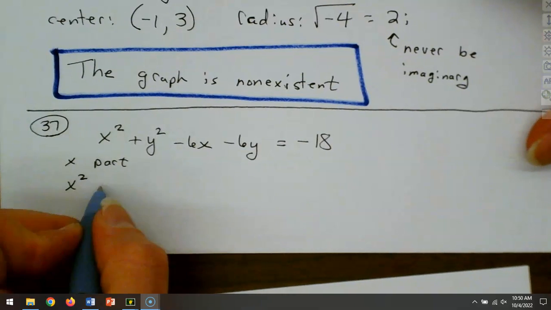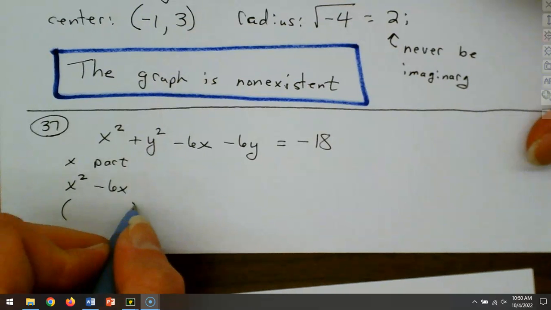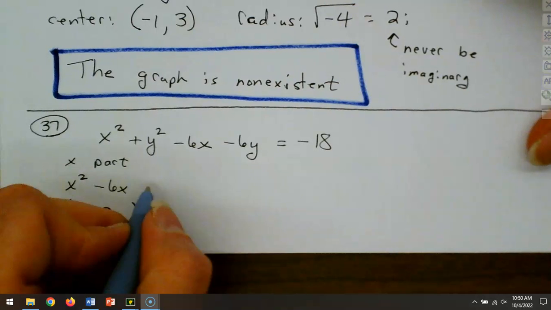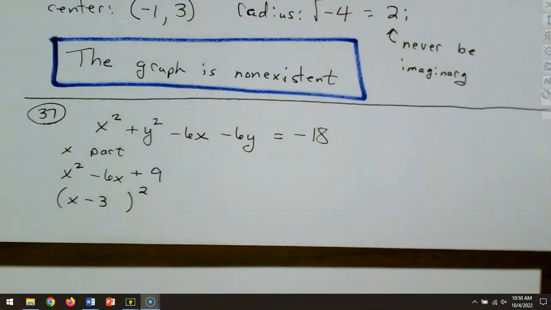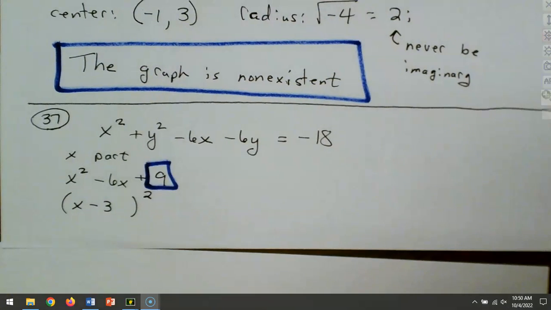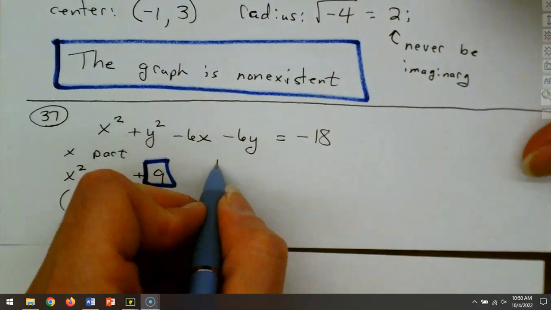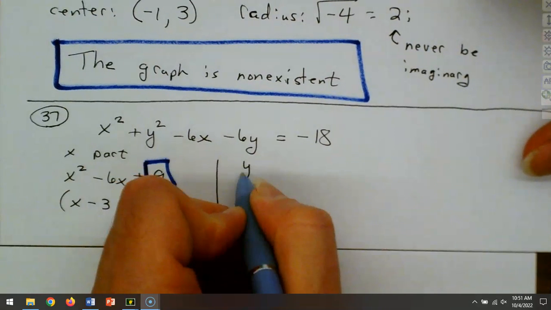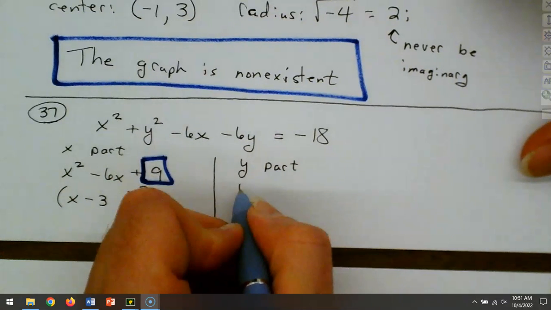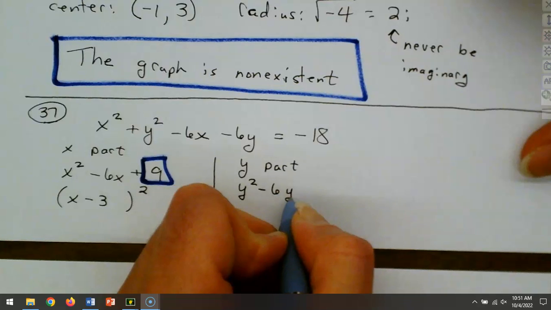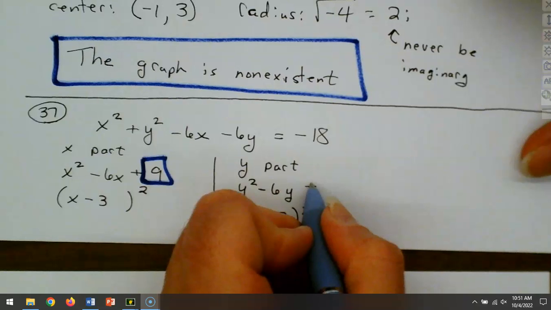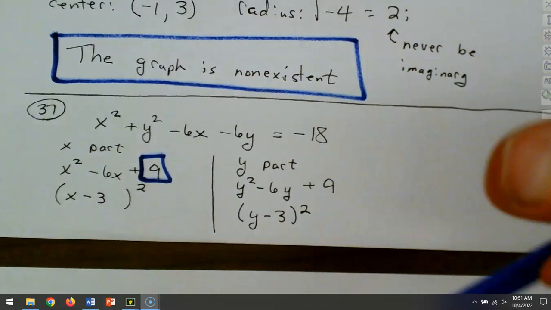And we've got x squared minus 6x. Well, half of a negative 6 is a negative 3. And 3 squared is a 9. Make sure we add that in. The y part is going to be done the exact same way. And it's y squared minus 6y. Half of that is a y minus 3. And 3 squared again is a 9.